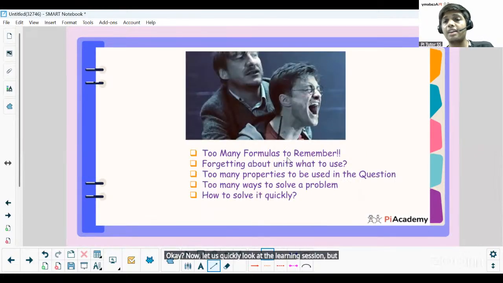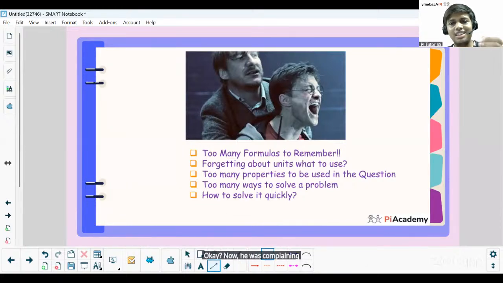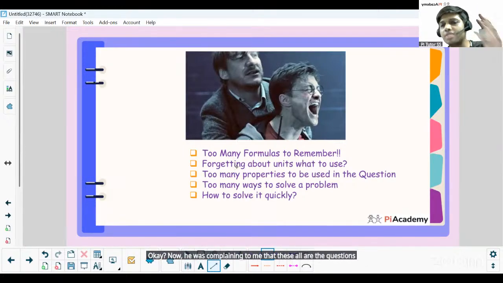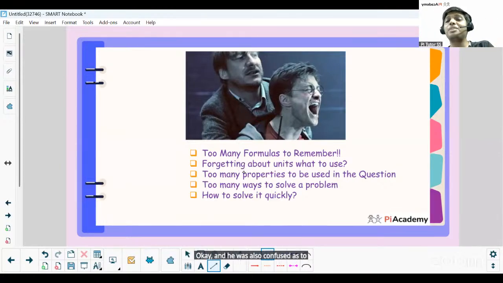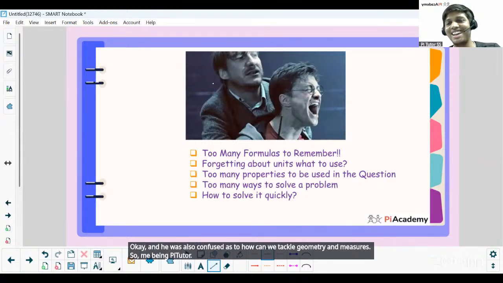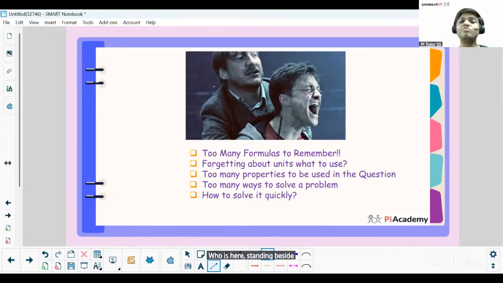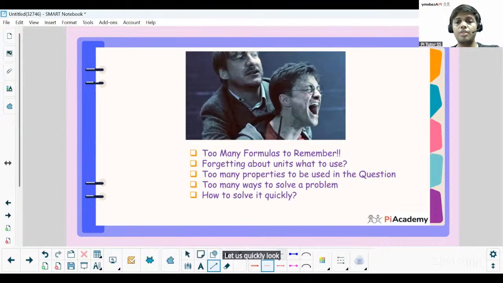But before that, I have my friend here who is going to join us for the session, and his name is Harry Potter. I am sure all of you are aware of him. Now he was complaining to me that these are the questions which are mostly asked by my students, and he was also confused as to how we can tackle geometry and measures. So I, being Pi Tutor SS, standing beside Harry Potter, am explaining to him how exactly he can tackle all of these points. I'm sure you might also be struggling with these types of points. Let us quickly look at the overview of these points here.